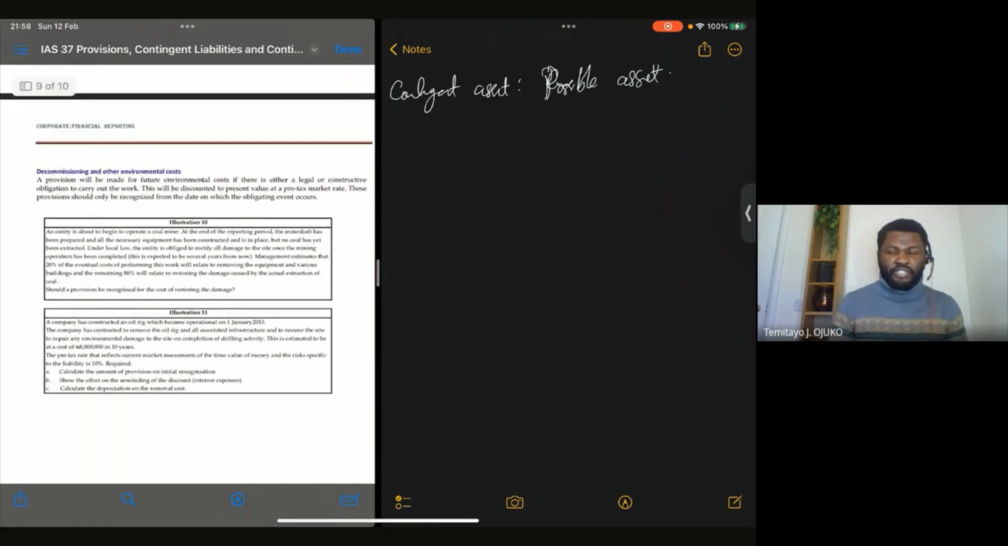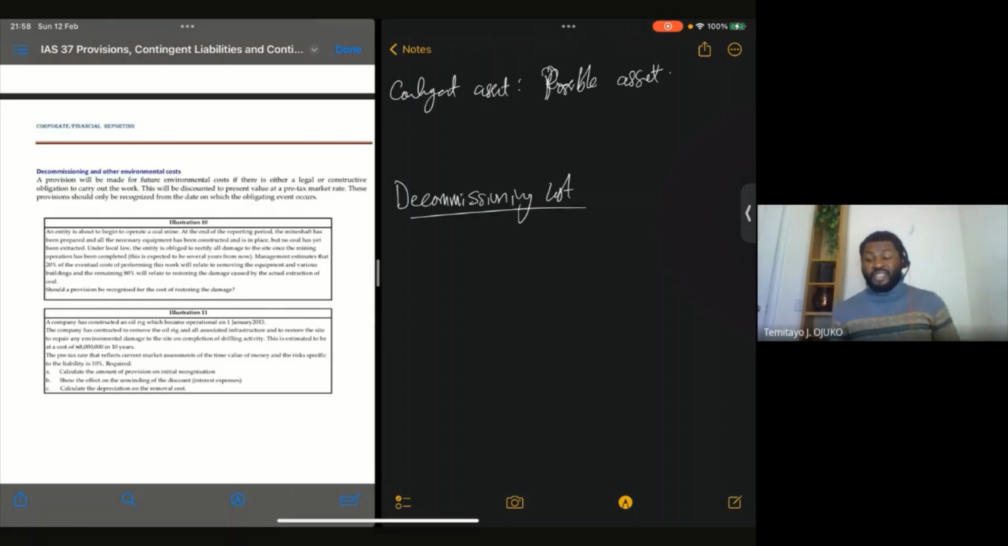Let me look at this last question on decommissioning and other environmental costs. The other time I was talking about when you debit expenses. Now, this is an example of when you debit an asset rather than an expense, when you credit a liability: decommissioning costs and environmental costs. Another word for decommissioning costs can be dilapidation costs. Those are typical examples of that.